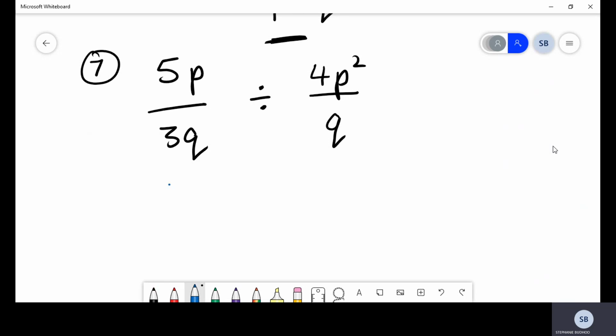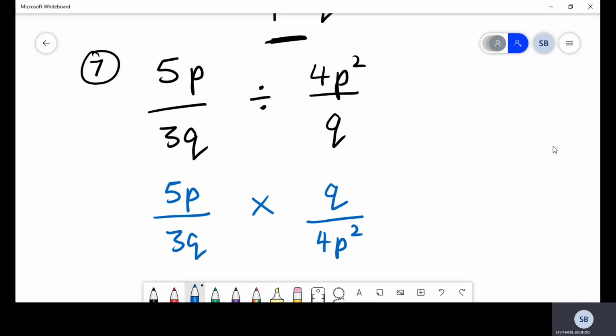You know, when you have a division sign between two fractions, what you usually do is replace it with a multiplication sign, and then you flip your second fraction. Well, you'll do the same thing. Just because it's algebra, that does not mean the rules of division of fractions have changed in any way.